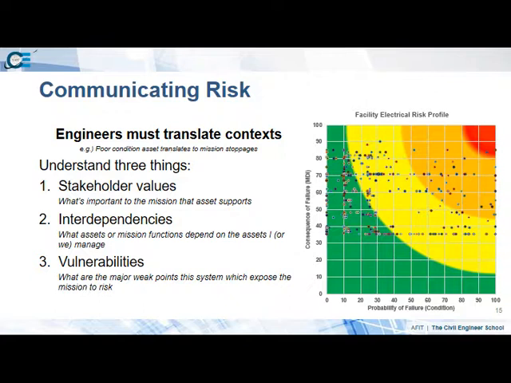We, as asset managers, have to be able to translate what happens if the asset on the top right-hand side of this chart fails. And in order to do that, we have to have a good understanding of what our stakeholders value, what depends on that facility electrical system that that stakeholder cares about, and what vulnerabilities or threats exist to that particular asset.